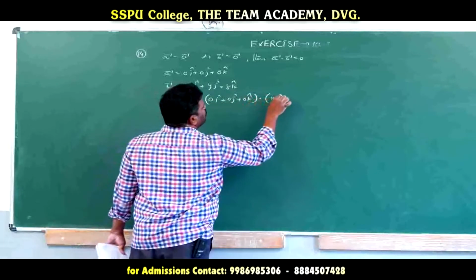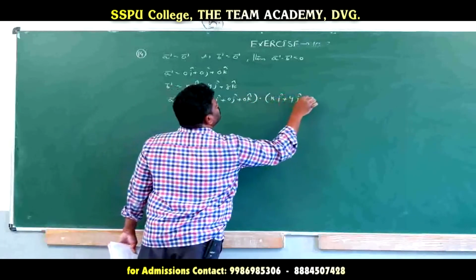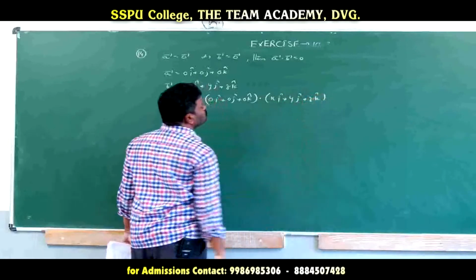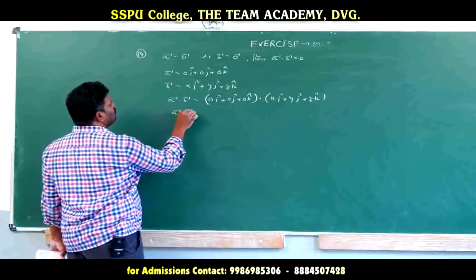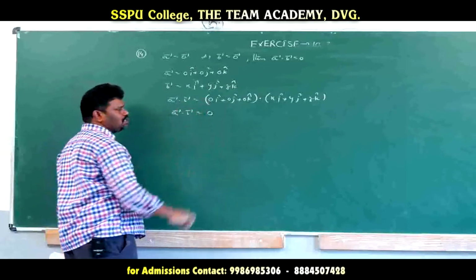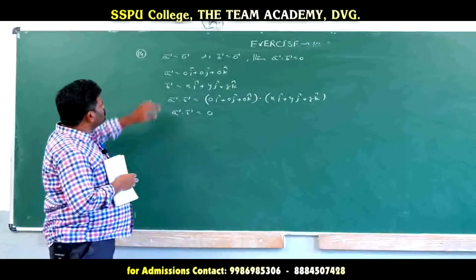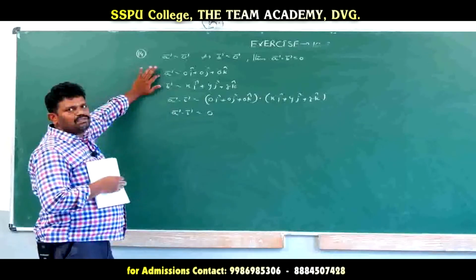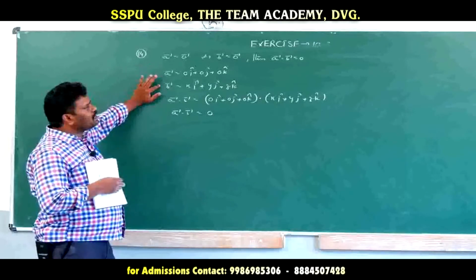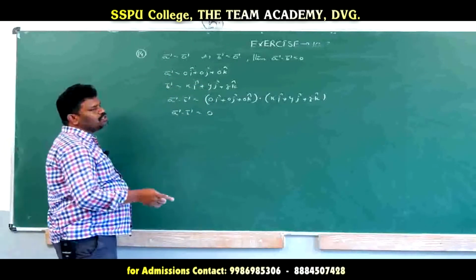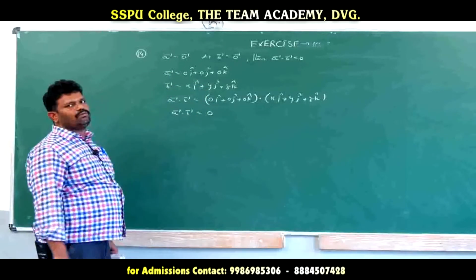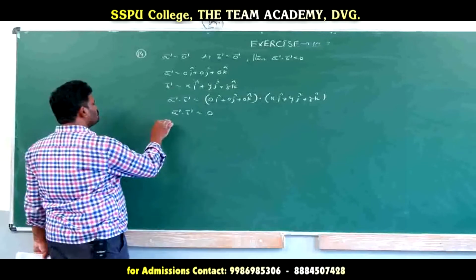Here we are done: x into i cap, y into j cap, z into k cap. So a null vector multiplied with any vector must give a bar dot b bar equal to 0. Otherwise, if a is a non-zero vector and b is a zero vector, then we also get the same condition. That means if a is equal to 0 or b is equal to 0, then a bar dot b bar is equal to 0. So that is the given statement.